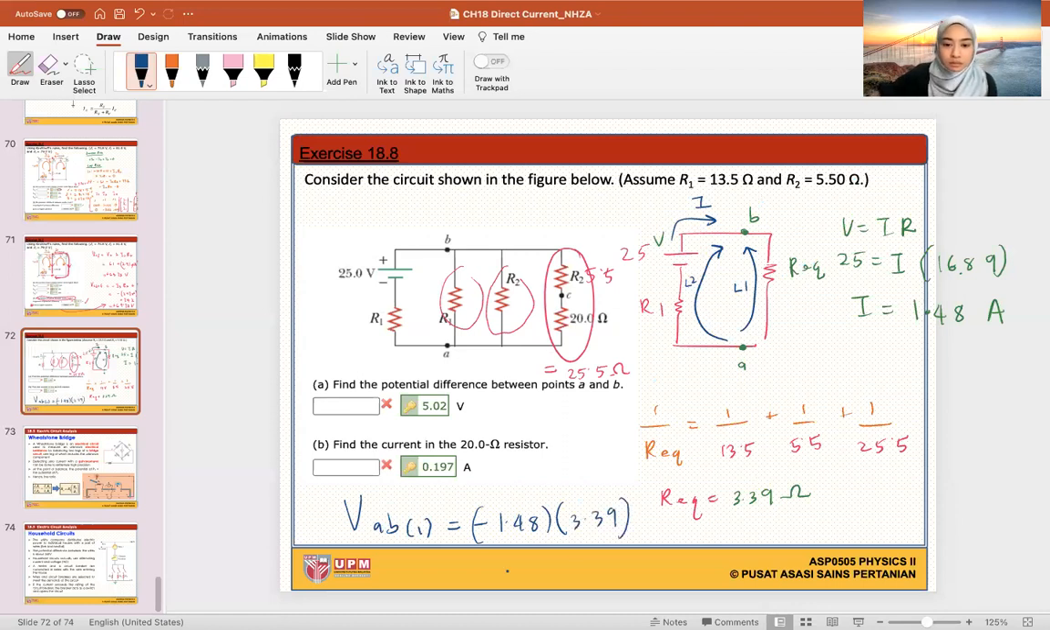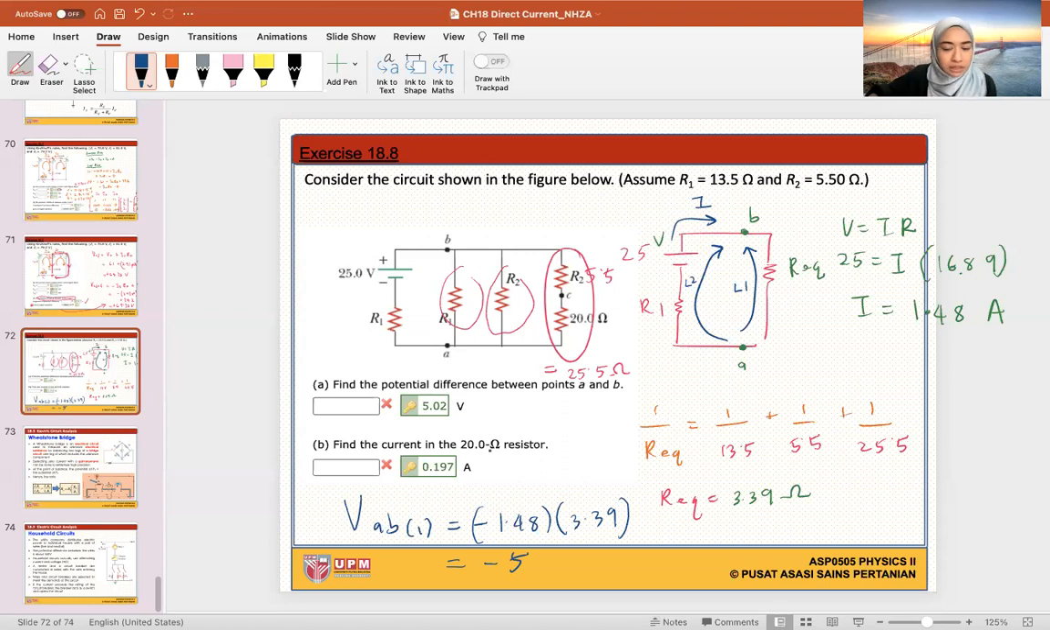Okay. So 1.48 times 3.39 should give me 4.88. Sorry, 3.39 times 1.48 should give me 5. But my 5 is a negative. I need to know why this is.